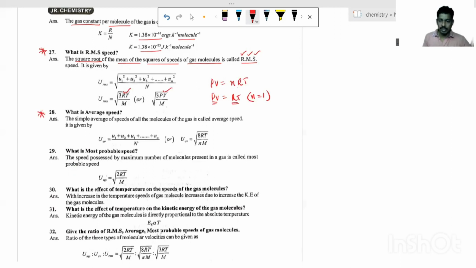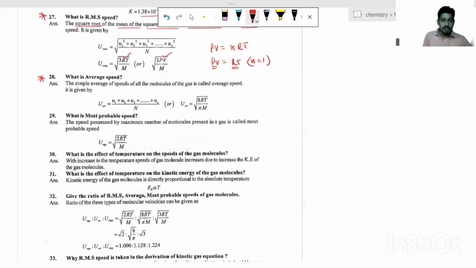Next, average velocity. What is average velocity? The simple average of the speeds of all the molecules of a gas is called average speed, which is given by the formula u_average equals (u1 plus u2 plus u3 plus so on up to uN) by capital N. Or in a simple way, you can write u_average, that is average speed, is equal to the square root of 8RT by pi M. You can also write this as the square root of 8PV by pi M, because in place of RT we can also write PV, as we just discussed.